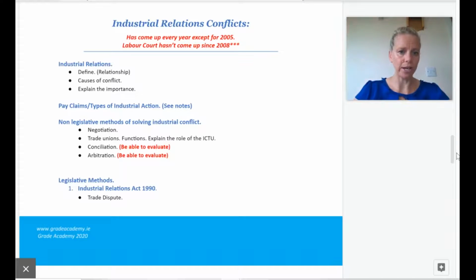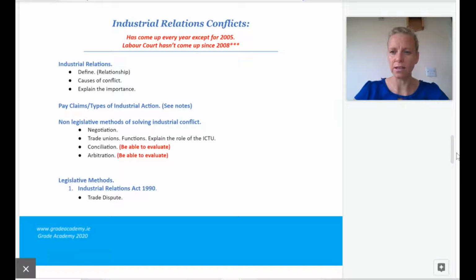So if we look at industrial relations, be able to define what industrial relations is. And again, your keyword there is relationship. Relationships between your employer and your employee. You talk about the types of communication, is there good communication between the employer and employee. The causes of conflict. Pay and conditions generally tend to be one of the main causes of conflict. And then explain the importance of good industrial relations.